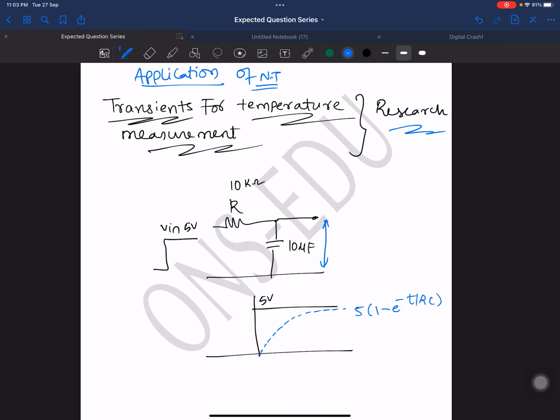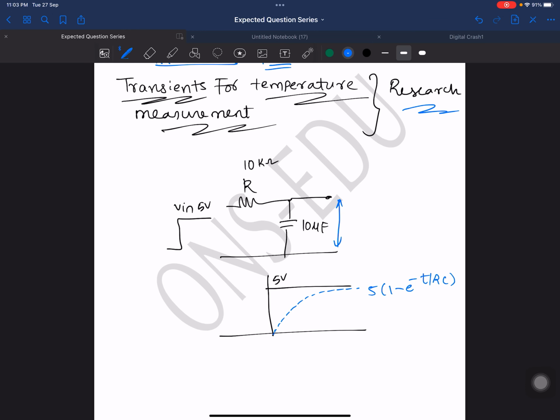Now let me teach you. Suppose you have a simple RC network. You apply 5 volts, say at time t0. So what exactly happens? The output rises exponentially as 1 minus e power minus t by RC. So this is what happens.